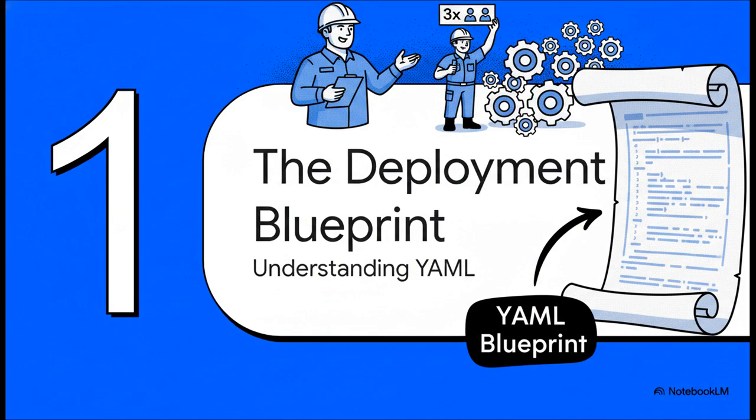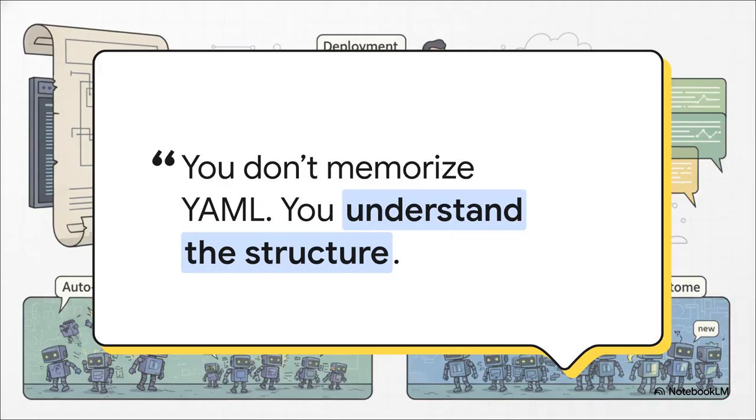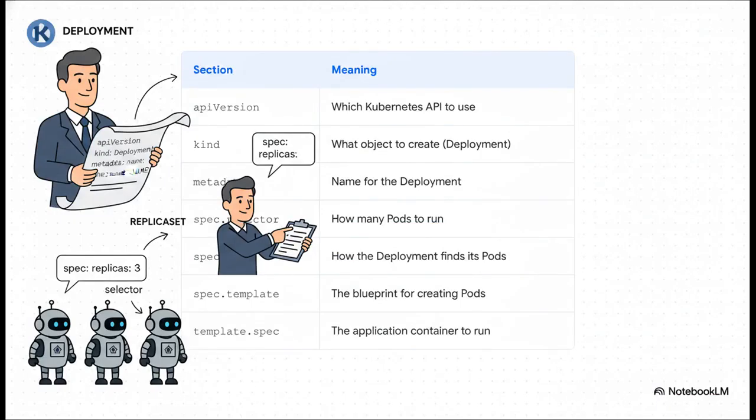We've got to understand the YAML file. Now, before we even look at the code, here's the most important piece of advice I can give you. You don't memorize YAML. You just don't. The real key is to understand the structure, the logic behind it. What are you actually trying to tell Kubernetes to do? That's what really matters.